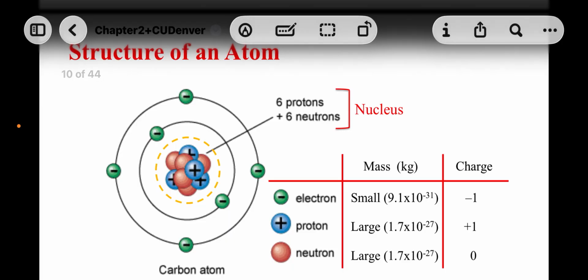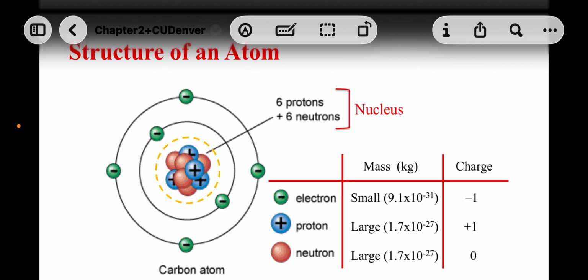Alright, now let's look at the structure of atoms. Atoms contain protons and neutrons in the nucleus, and electrons outside the nucleus. Protons carry a positive charge, electrons carry a negative charge, and neutrons are neutral.